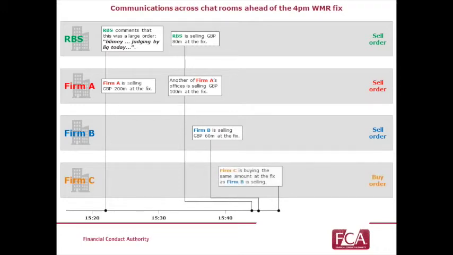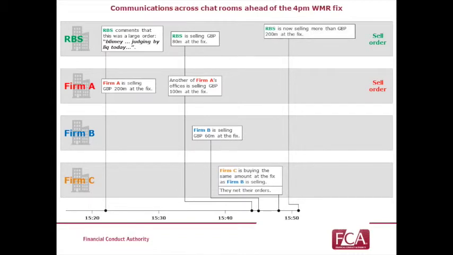Firm C needs to buy the same amount of sterling at the fix as Firm B was selling, and they agreed to net off these orders. RBS now needs to sell more than the 200 million at the fix that Firm A needed to sell. In a separate chat room involving 3 further firms, RBS said, "We're getting a lot of Betty at fix." Betty is a slang term commonly used in the FX markets for sterling dollar, which is short for Betty Grable, which rhymes with cable.